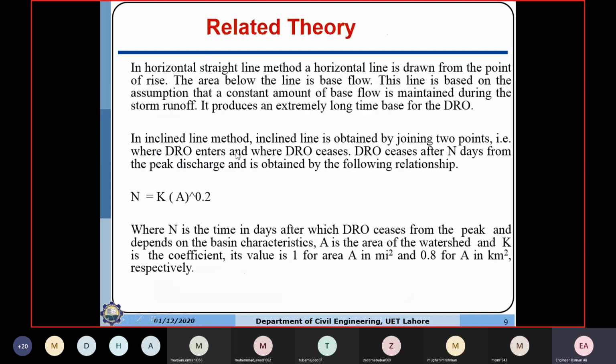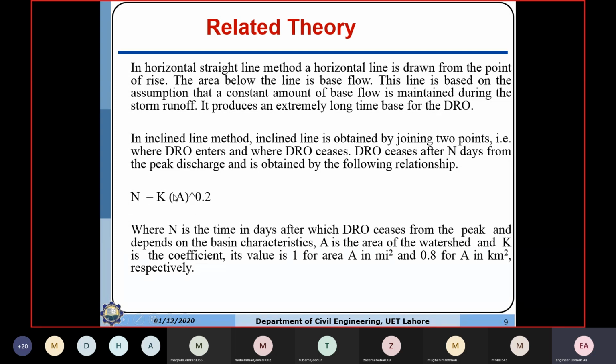The second method is the inclined line method. In the inclined line method, the line is obtained by joining two points: where the DRO enters, that is the start of the rise of the hydrograph, and where the DRO ceases, that is the point of inflection. DRO ceases after n days from the peak discharge and is obtained by the following relationship.